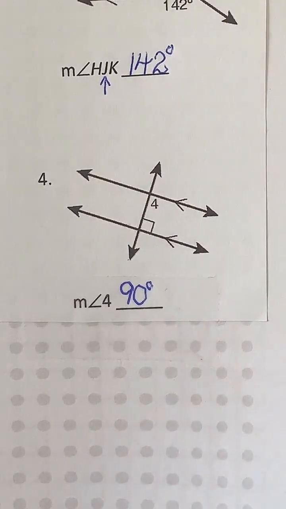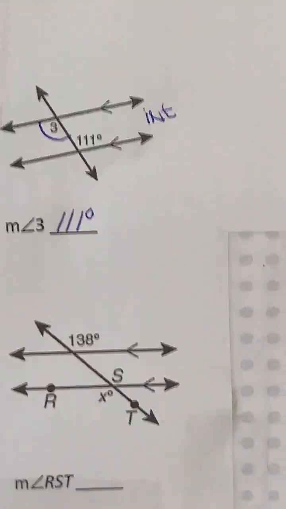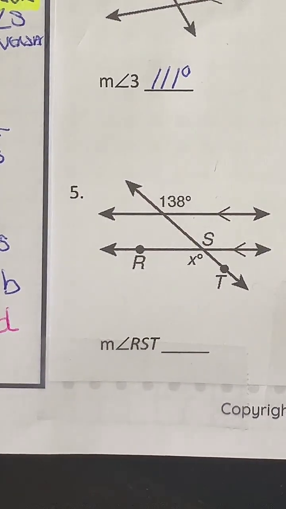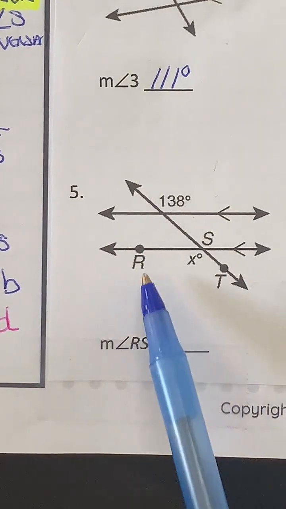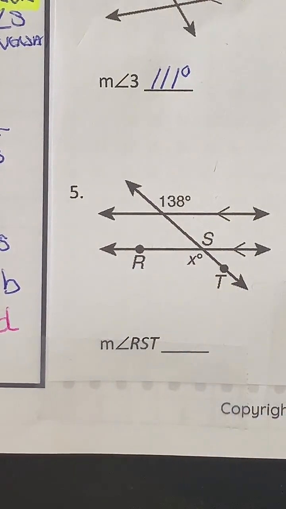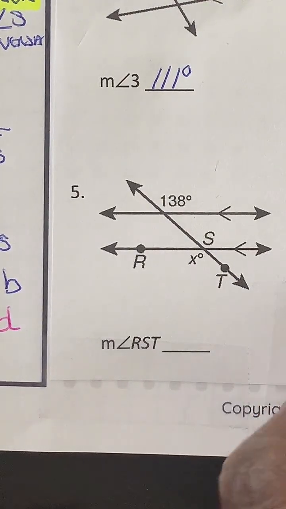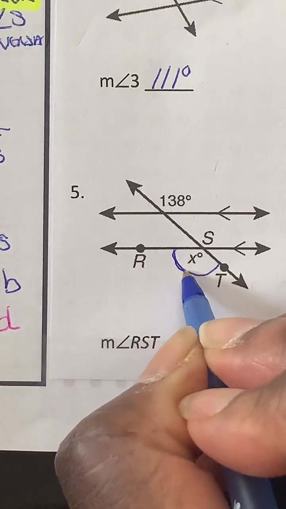All right. So now, let's try number 5. Okay. Find out what my angle RST is. That means S is going to be my vertex. We want to know what is the measure of RST.